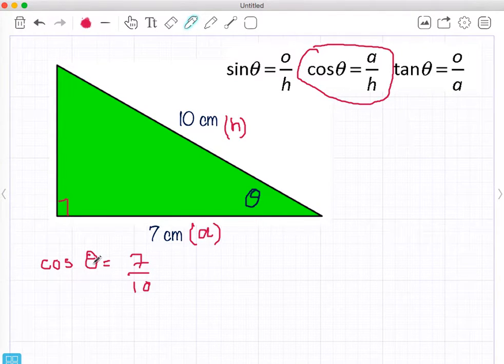Now how are we going to get cosine theta, or in fact how are we going to get theta on its own? Well, we need to get rid of this cosine. So what I'm going to do is I'm just going to make that cosine, and just theta. The opposite of cosine is cosine to the -1. Now, nothing to be confused about there. It's actually a button on your calculator.